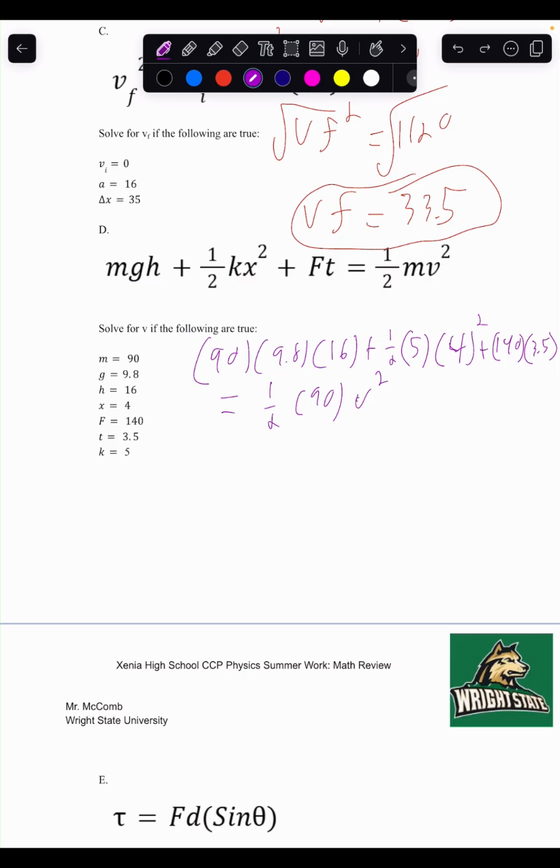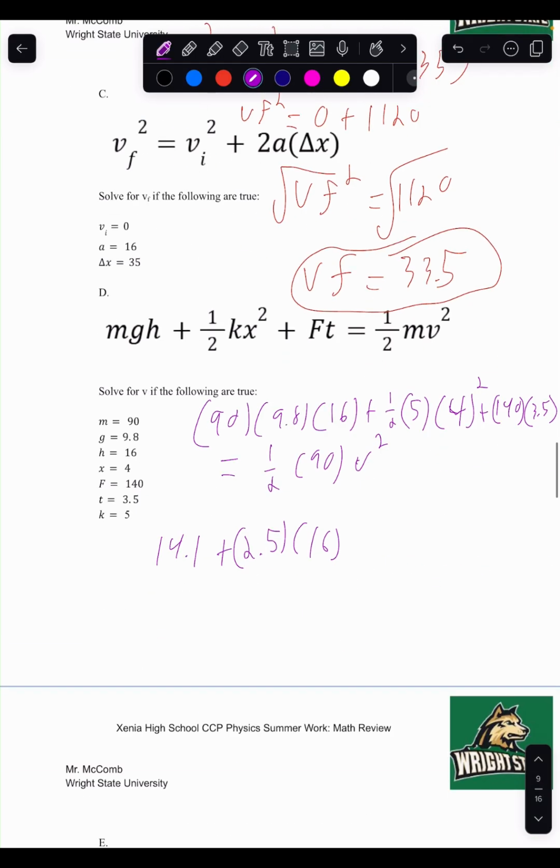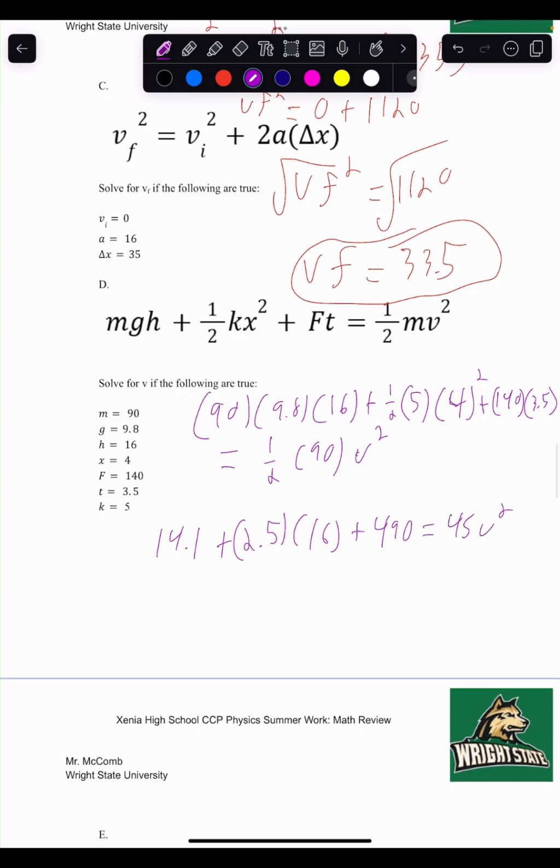So we're going to do the 9 first. 16 is 14.1. Or 1 plus 1 half times 5 is 2.5. 4 is 16. Something like that. Plus 2.5 over 40 is 490. Equals half 90 times 5 times the square root. So now we decide: 14.1 plus 2.5 times 16. 2.5 times 16 is 40.